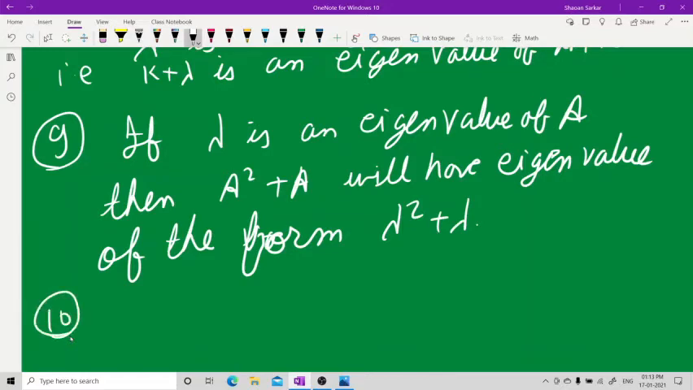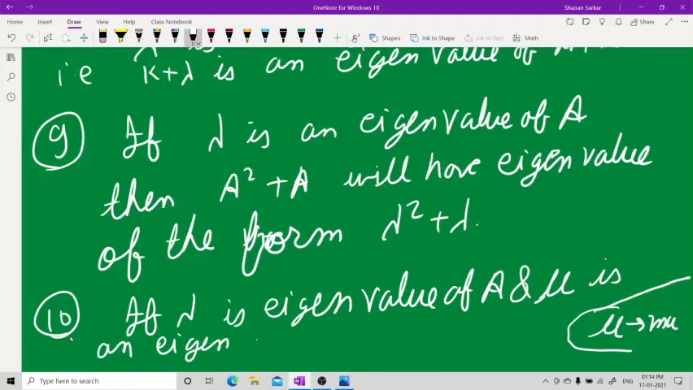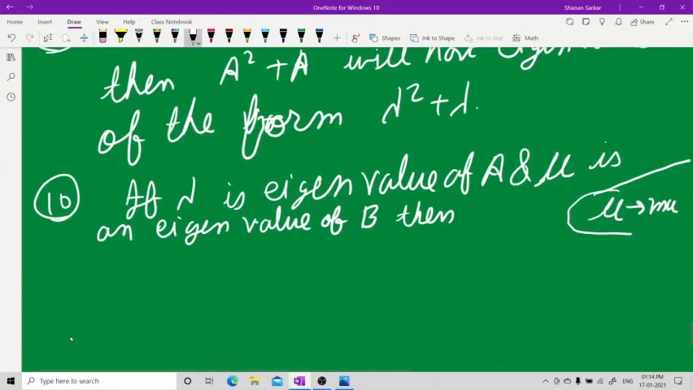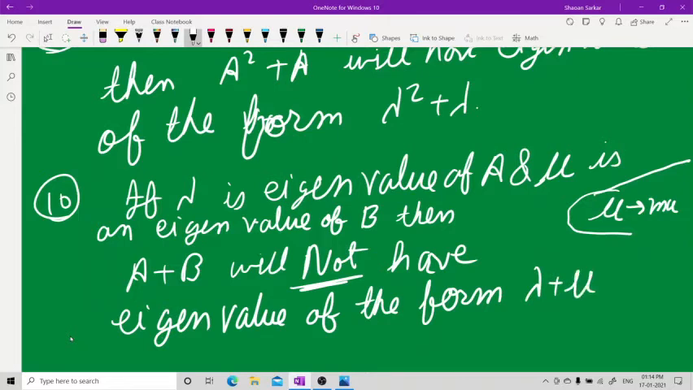And the 10th, which is very, very important, you should remember: if lambda is an eigenvalue of A and suppose mu, a Greek alphabet written like this, is an eigenvalue of B, then listen, this is very important, A plus B will not have eigenvalue of the form lambda plus mu. Listen, we will not have it in this manner.